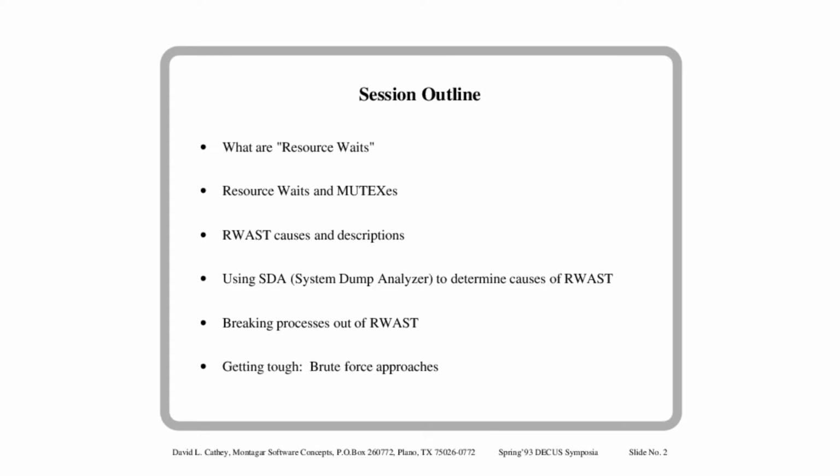So we're going to discuss those and probably why they're stuck in RWAST. Also using SDA to determine why they're in RWAST. Once we have a better idea of what RWAST and some of the other resource waits and MUTEXs are, we can go in and start looking around at data structures and figuring out exactly why the process is in the state it's in, and, of course, following on from that, finding out how to break processes out of it, should they get stuck. This is real nice for you people that really don't like to reboot your machine, especially production machines, just because one process gets wedged. And then we're also going to go through a couple of little brute force approaches. Yes, reboot is in there. Sometimes you just got to.